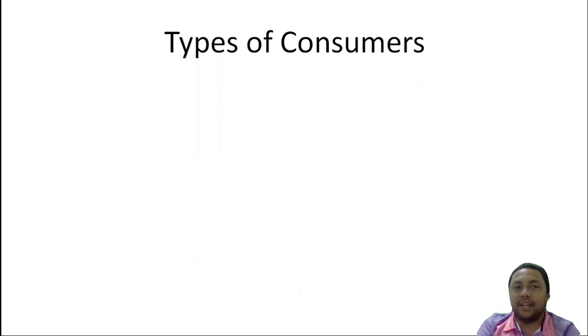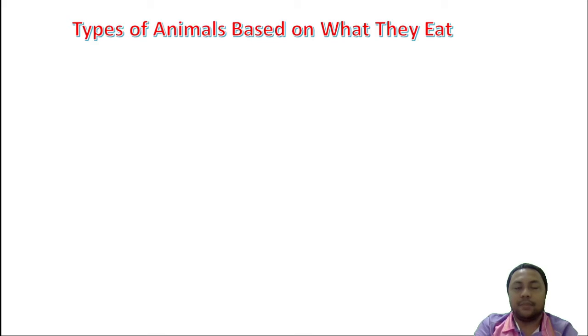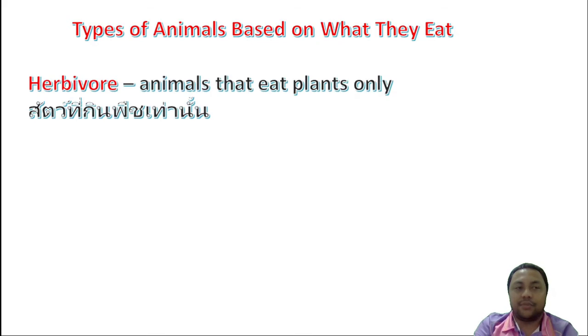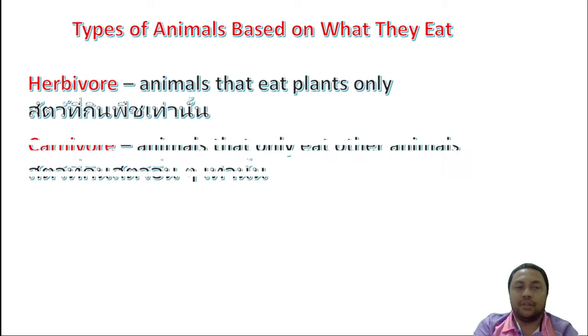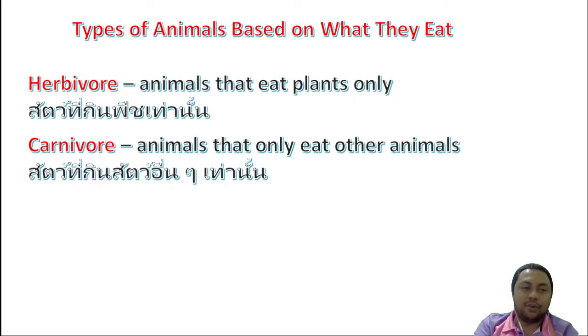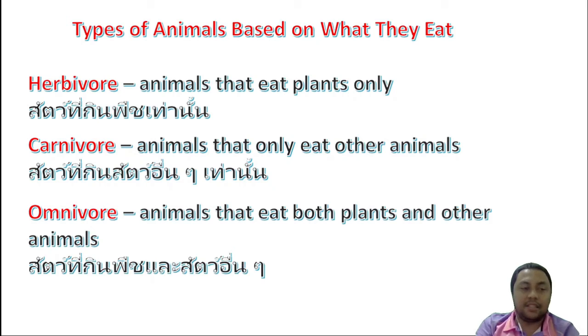So there are three types of consumers based on what they eat. First, we have herbivore, animals that eat plants only. Next is carnivore, animals that only eat other animals. And next is omnivore, animals that eat both plants and other animals.